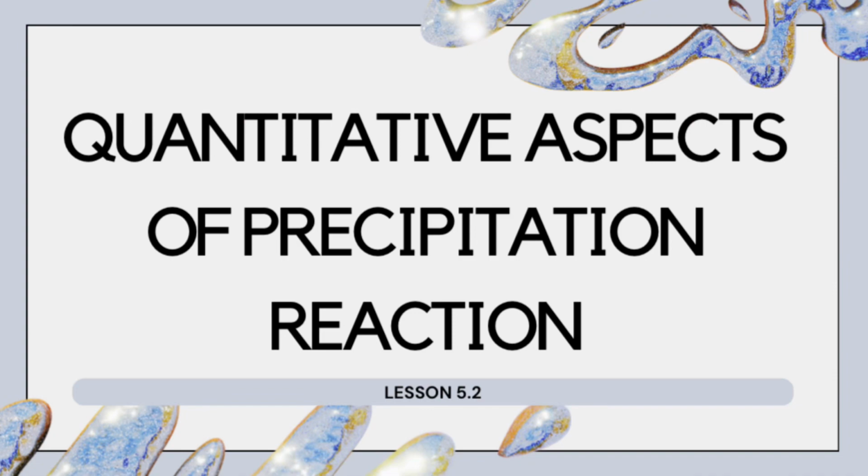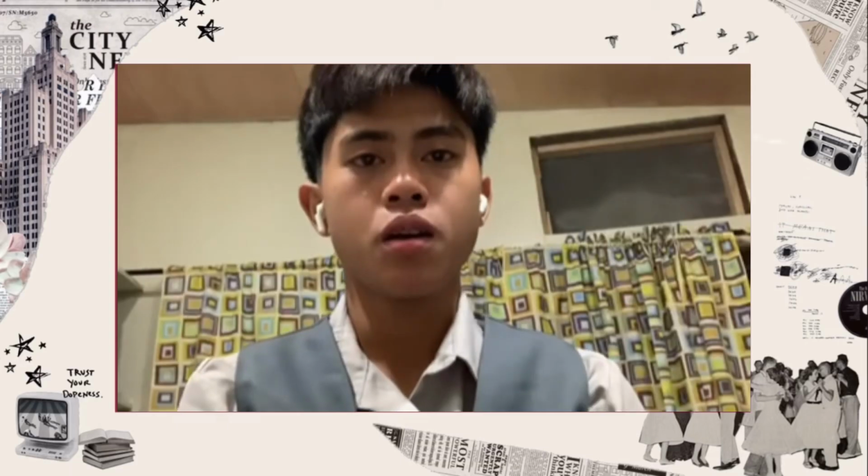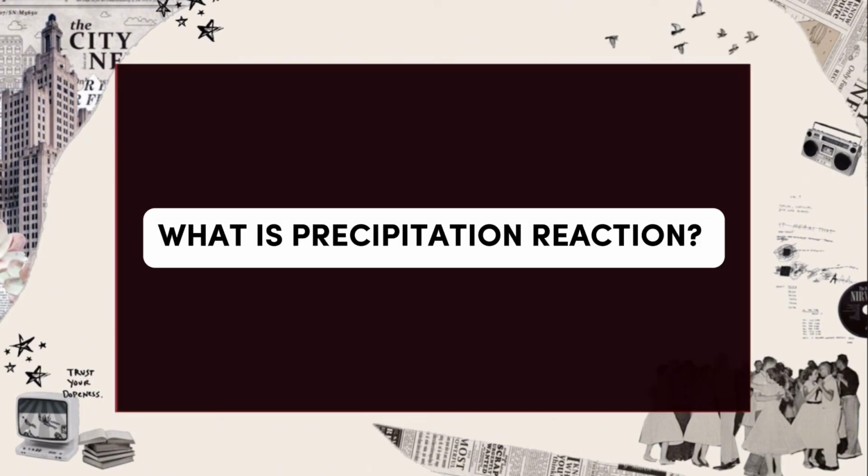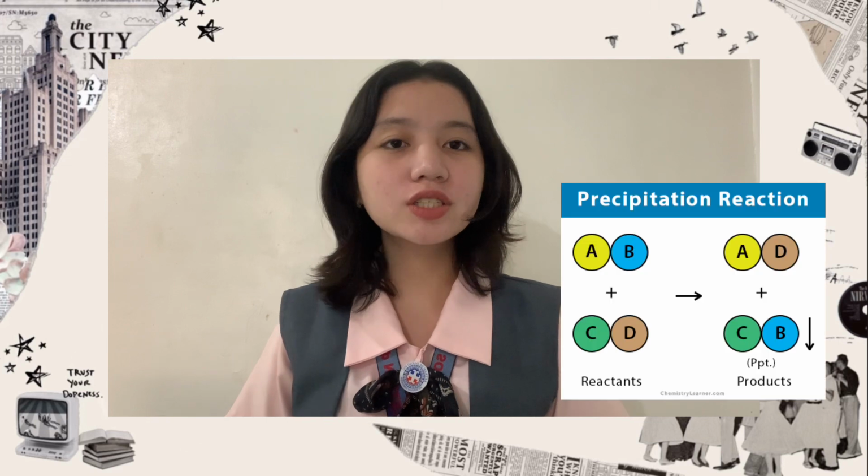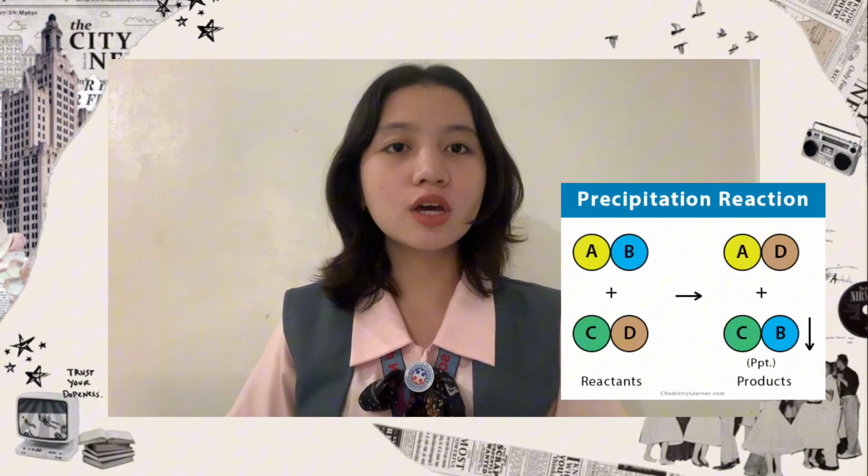Good day. Today, we are moving on to Unit 5, Lesson 2, the quantitative aspects of precipitation reactions. But first, what is a precipitation reaction? Precipitation reactions occur when cations and anions in aqueous solution combine to form an insoluble ionic solid called a precipitate.